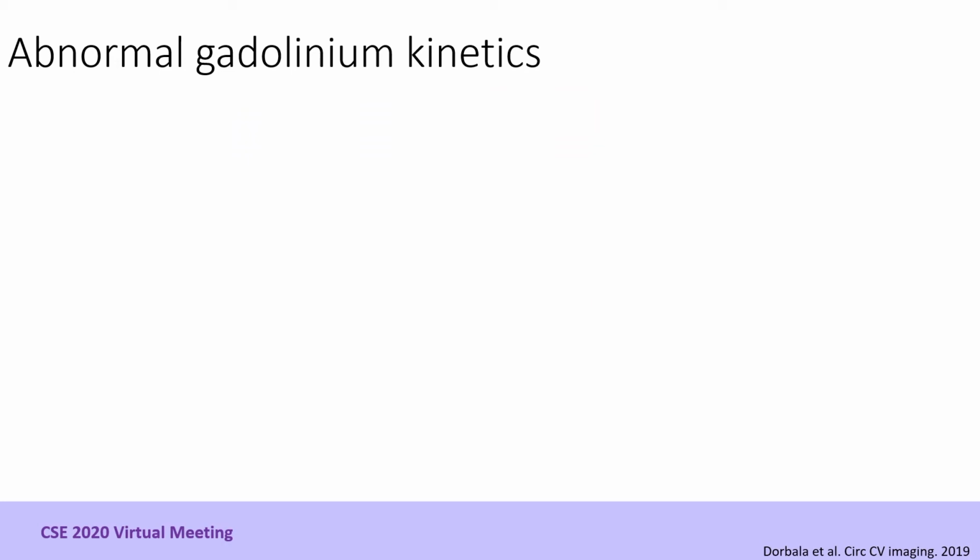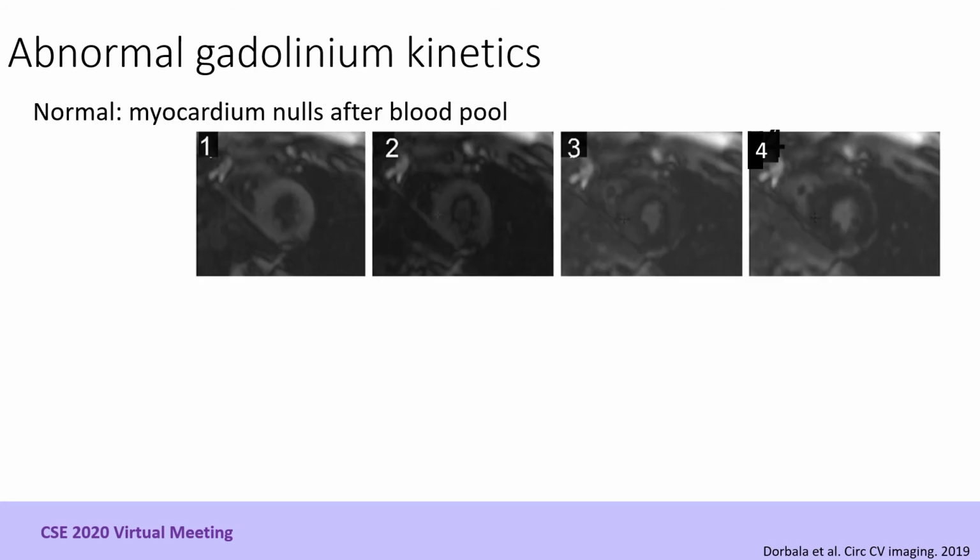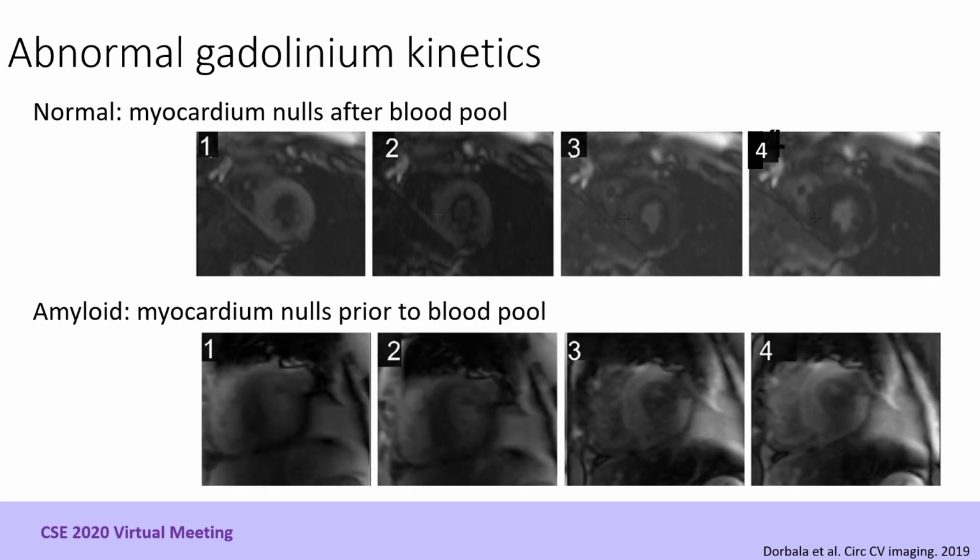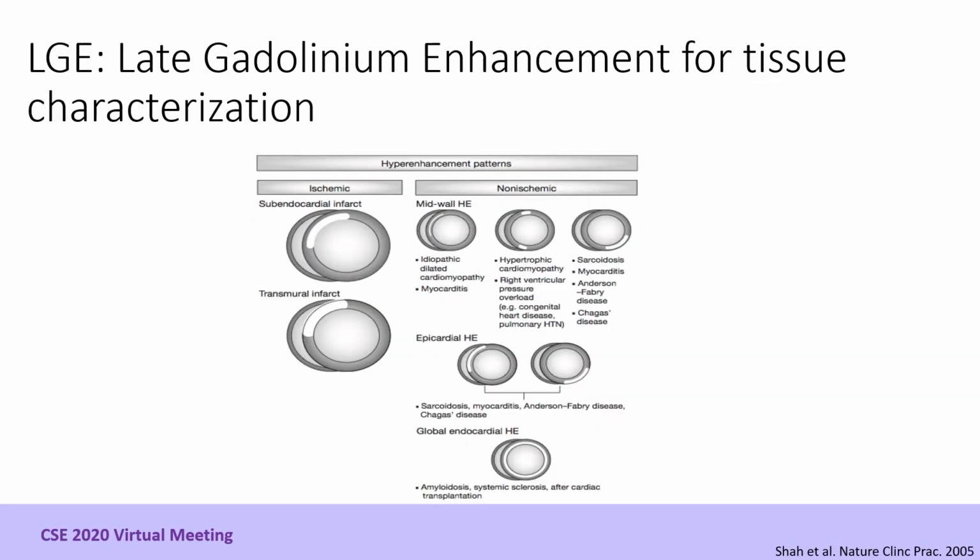Findings from the preparatory sequences for late gadolinium enhancement can help us identify abnormal gadolinium kinetics. Usually on these sequences, the myocardium nulls after the blood pool as visualized here. But in patients with amyloid, the myocardium actually nulls prior to the blood pool. So here you can see on image 1, the myocardium is nulled, it's hypointense, and the blood pool is hyperintense. So this is abnormal and consistent with cardiac amyloidosis.